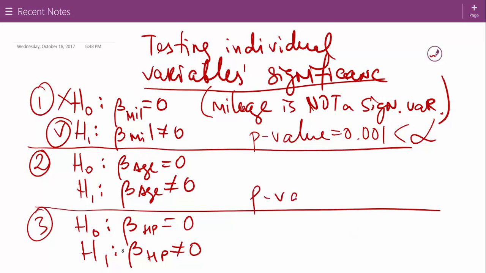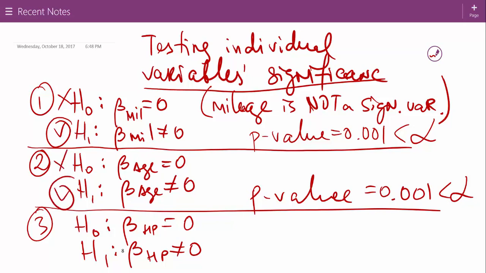Same deal with the p-value for the age, right? It's a very small number. I don't know what it is, but it's less than alpha. Any alpha that I can pick. Once again, reject the null. Age is important variable, right? And same thing here. I would reject the null in favor of alternative. Horsepower is important variable, right? So that's the way how I can discriminate between the variables.